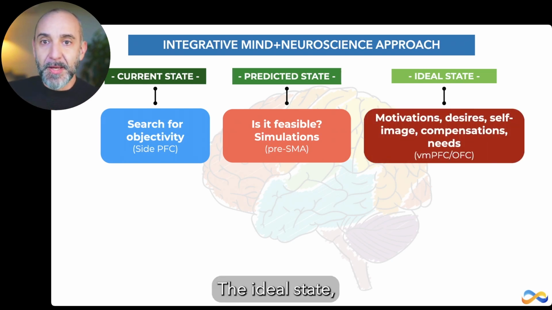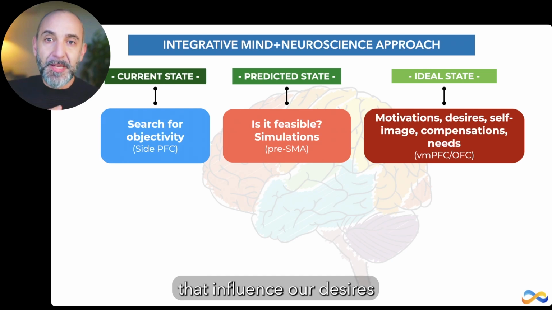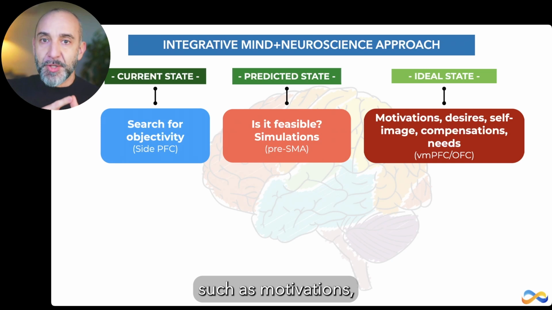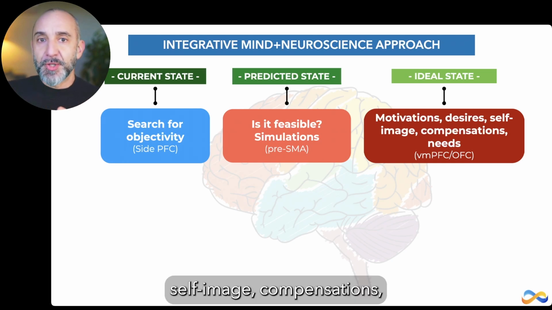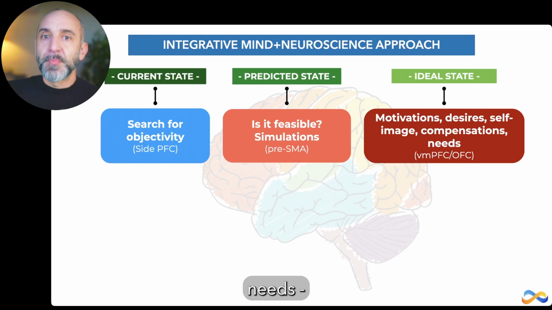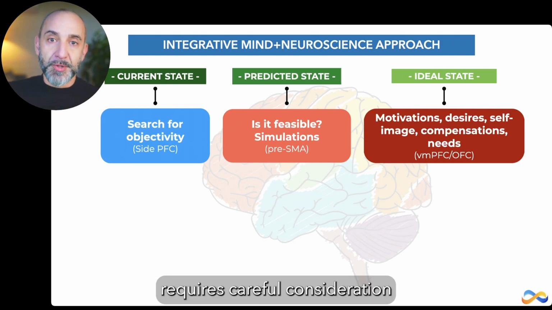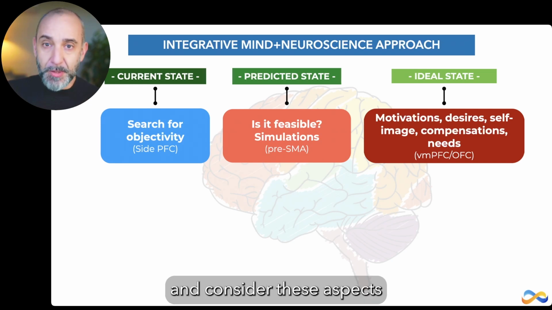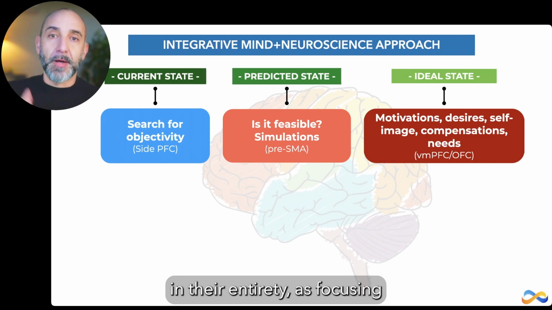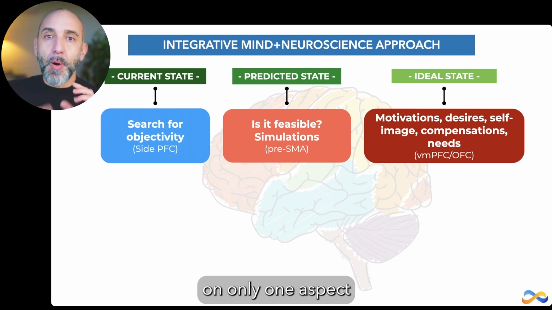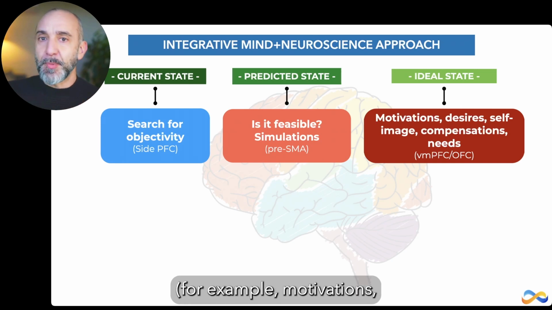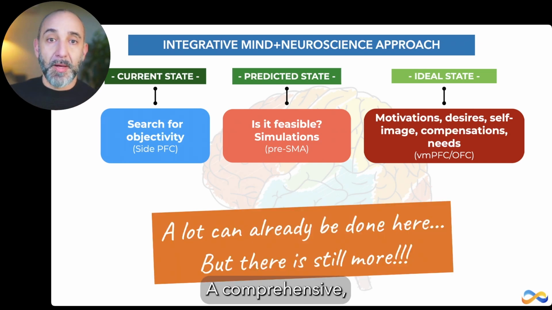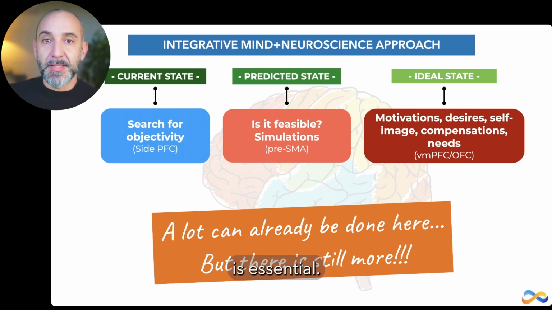The ideal state, composed of factors that influence our desires and self perception, such as motivations, desires, self image, compensations, needs, requires careful consideration by our brain. It is crucial to clarify and consider these aspects in their entirety, as focusing on only one aspect, for example motivation, needs, or self image, can be limiting. A comprehensive, balanced analysis is essential.